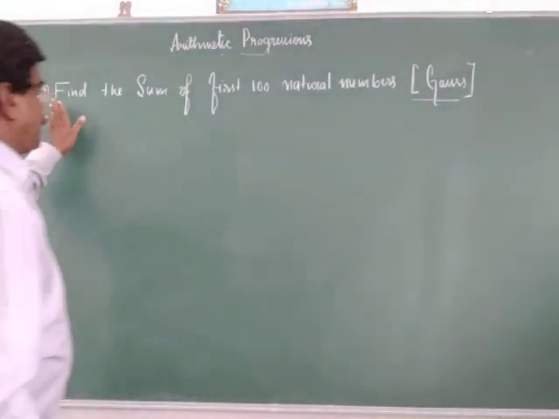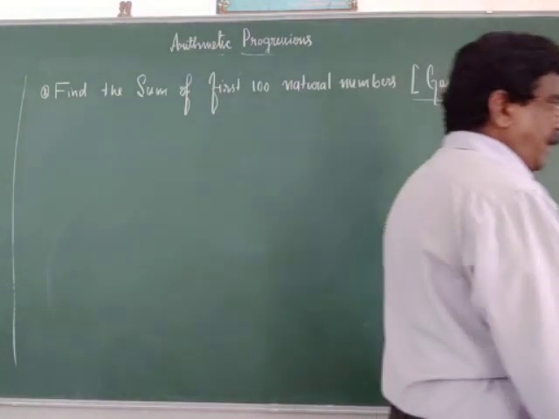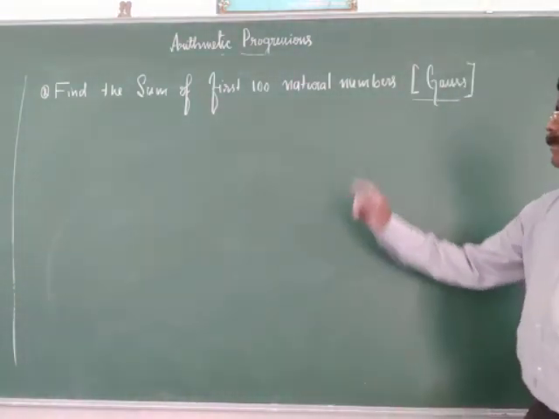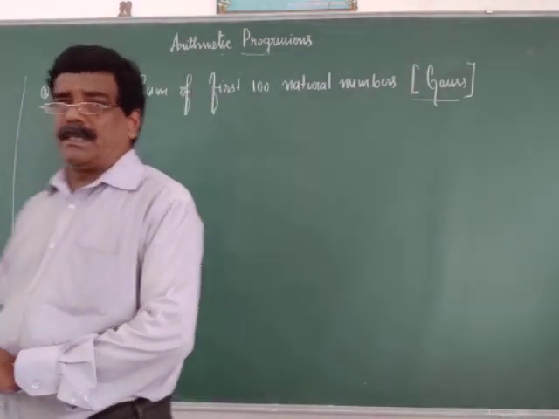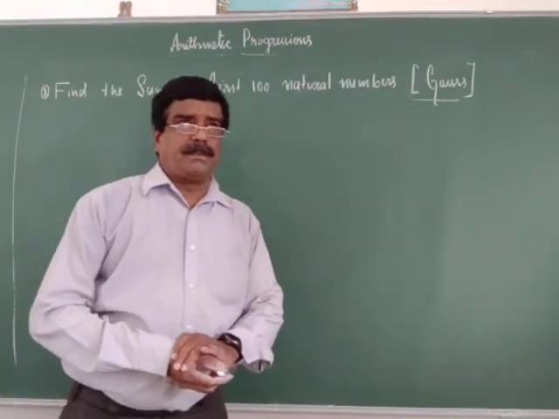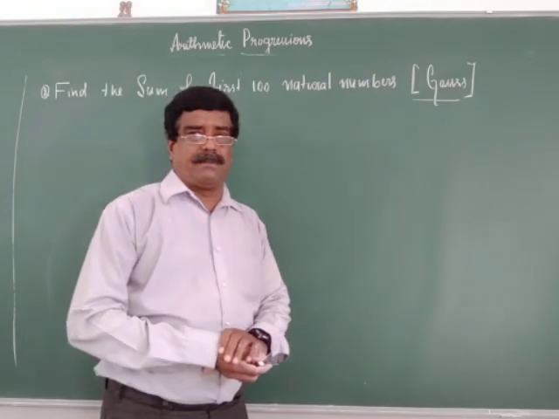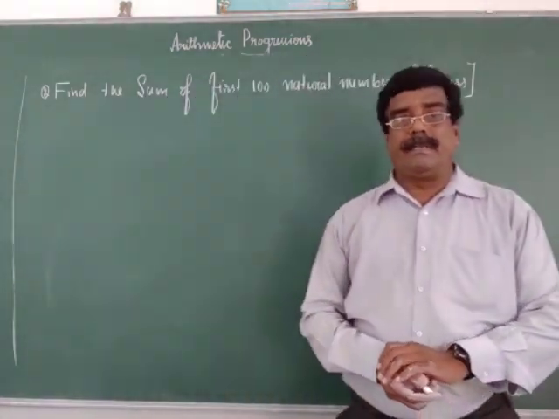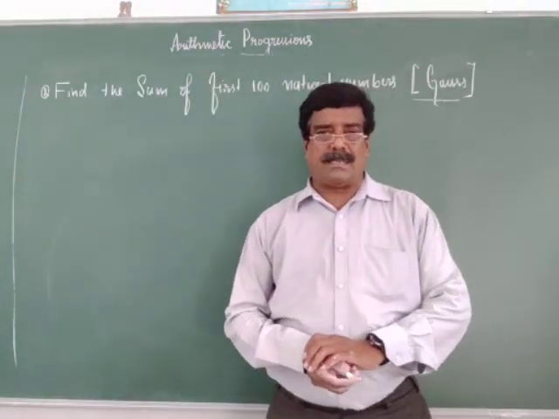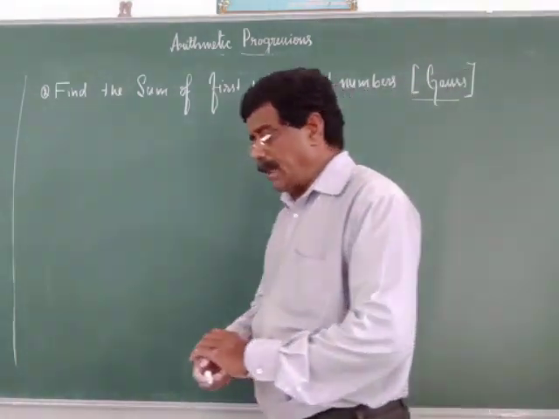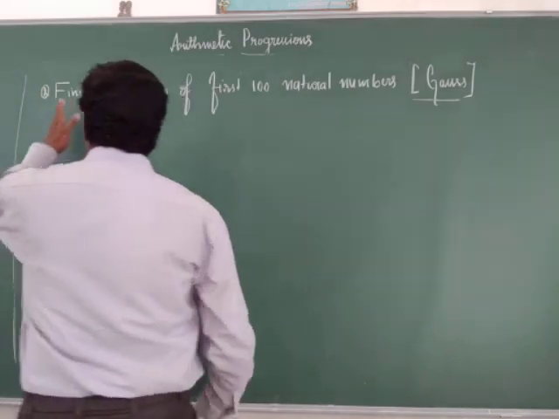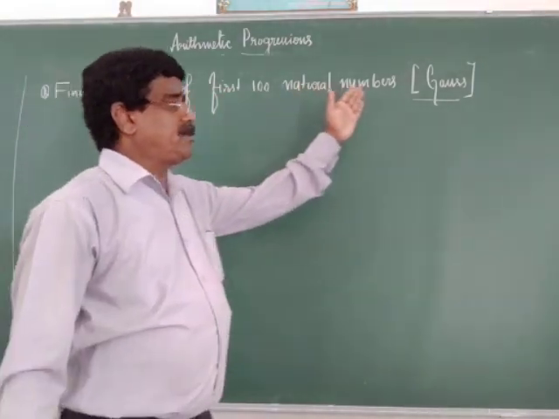Yes children, here is a sum. Find the sum of first 100 natural numbers. In the bracket I have written Gauss, G-A-U-S-S. So the name of the great mathematician, he solved this sum at the age of 10 years. This history was collected from the textbook. I repeat, the sum was find the sum of first 100 natural numbers.